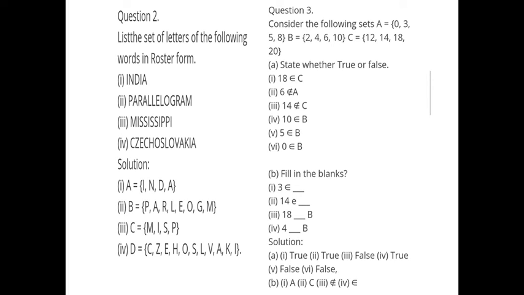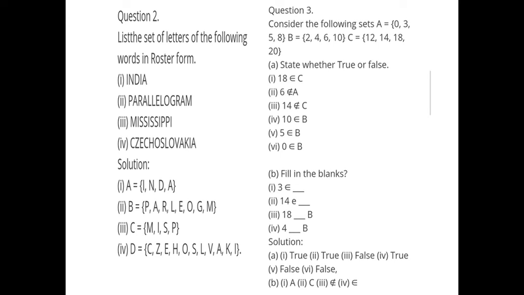Next, third sum, 14 does not belong to C. Look at the C set. There are four elements, 12, 14, 18 and 20. Whether 14 belongs to C? Yes, it belongs to C. But they have given 14 does not belong to C. So, the statement is false because 14 belongs to C. So, the given statement is false.